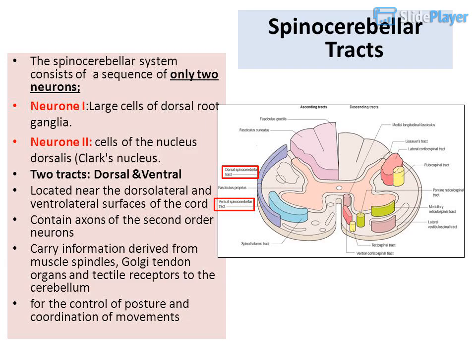Spinocerebellar tracts. The spinocerebellar system consists of a sequence of only 2 neurons. Neuron I: large cells of dorsal root ganglia. Neuron II: cells of the nucleus dorsalis, Clarke's nucleus. There are 2 tracts, dorsal and ventral, located near the dorsolateral and ventrolateral surfaces of the cord. They contain axons of the second-order neurons and carry information derived from muscle spindles, Golgi tendon organs and tactile receptors to the cerebellum, for the control of posture and coordination of movements.